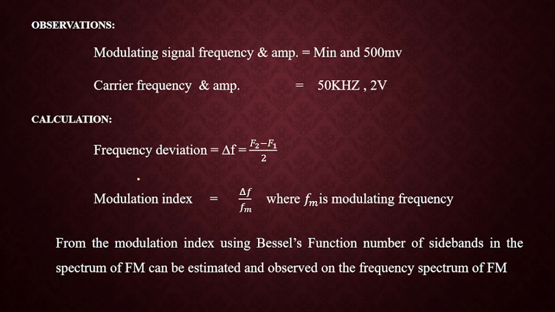For calculations, frequency deviation will be calculated by observing the two frequencies F2 and F1 with the change in the bias voltage. Modulation index will be calculated as the frequency deviation divided by the modulating frequency. From the modulation index, using Bessel's function, the number of sidebands in the spectrum of FM can be estimated and observed on the frequency spectrum of FM.